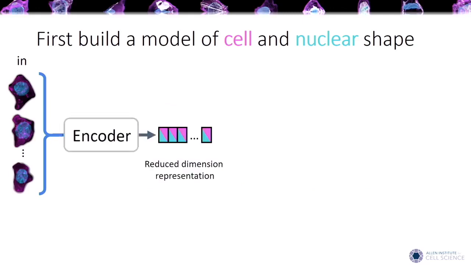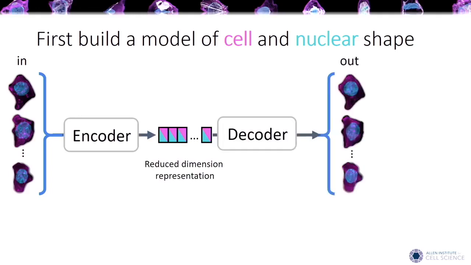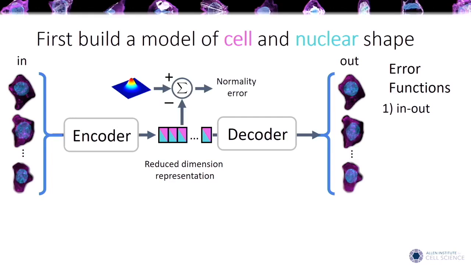And we encode those, we compress them into a small dimensional space, a reduced representation of those structures, and then decode it. This is the same thing as compressing and uncompressing an image. And that gives us our first error function that we use to make the model better: what's the input image minus the output image? But we also want this reduced dimensional space to be kind of smooth, because we want to be able to explore it and extract the most likely locations within it. So we take a Gaussian and ask, how close is this reduced dimensional space to a Gaussian? And that's our normality error. That's our second error function that we use to train our model.